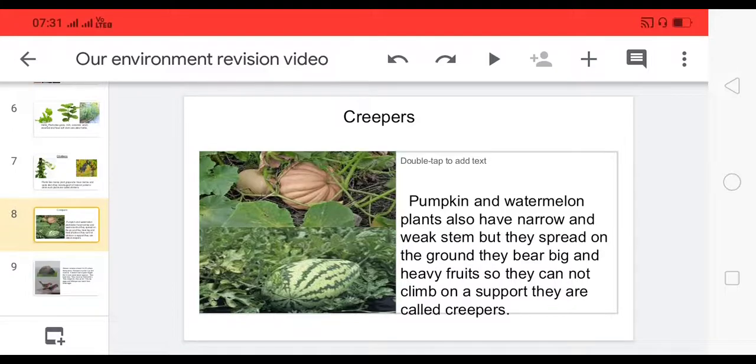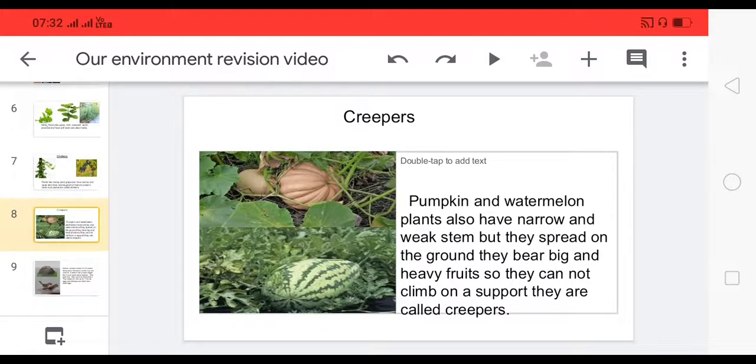Now creepers. Creepers are the plants which have weak stem but they spread over the ground. They are called creepers. For example, watermelon, pumpkin, and you know, these creepers bear big and heavy fruits.